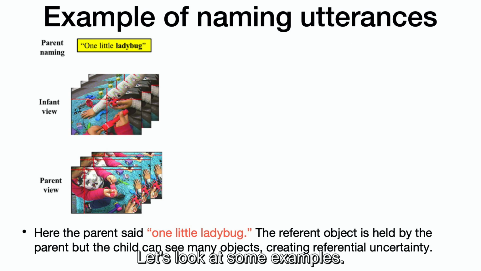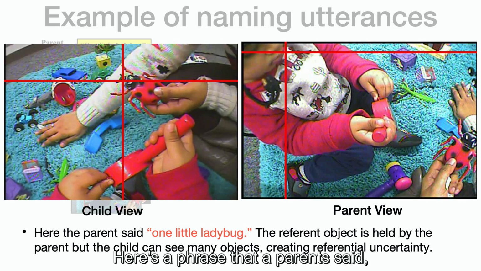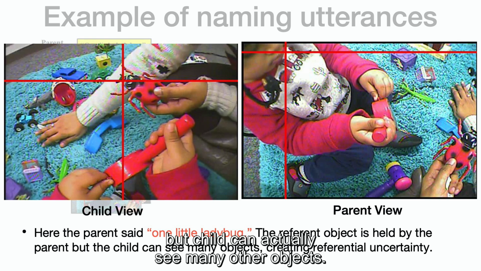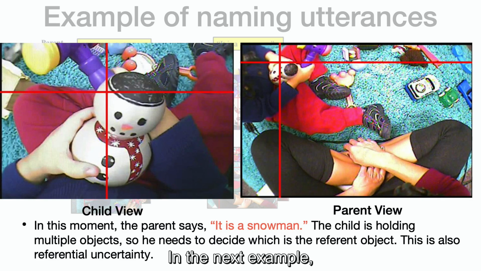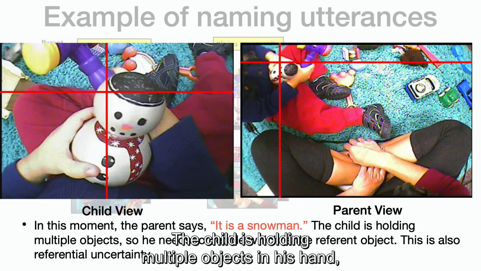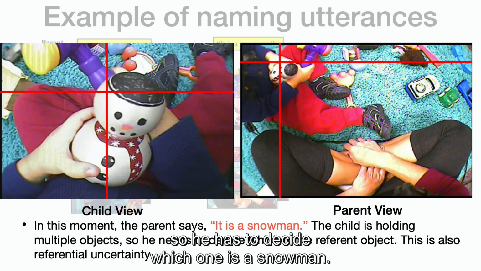Let's look at some examples. Here are the frames where a parent said, one little ladybug. The referent object, the ladybug, is held by the parent, but the child can actually see many other objects. This is a referential uncertainty. In the next example, the parent said, it is a snowman. The child is holding multiple objects in his hand, so he has to decide which one is the snowman.